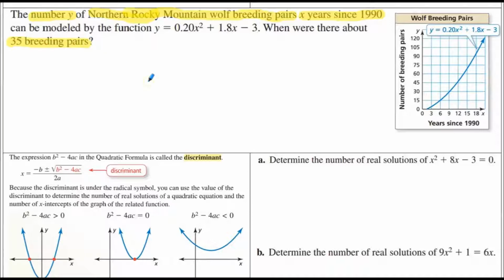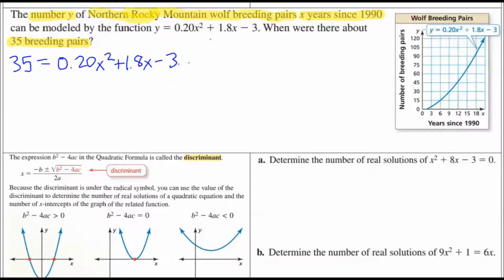One of the hardest things in math is organizing what your variables represent. If y represents the breeding pairs and x represents the years, are we going to substitute 35 in for y or x? I really hope that you're all saying y, because it's the y that represents the wolf breeding pairs. So I'm going to do that over here, trying to save as much space as possible, unlike the last problem where I didn't show very nice work. So 35 is equal to 20/100 x squared plus 1 and 8/10 x minus 3.